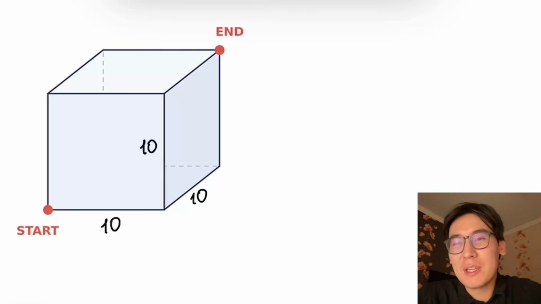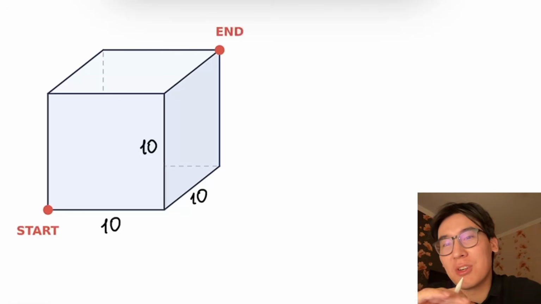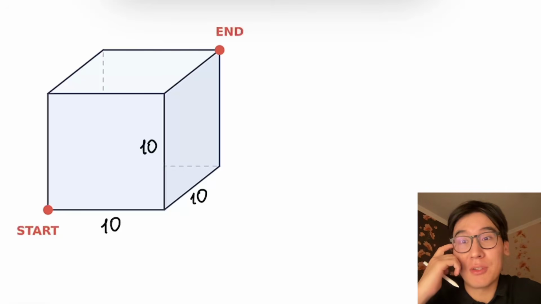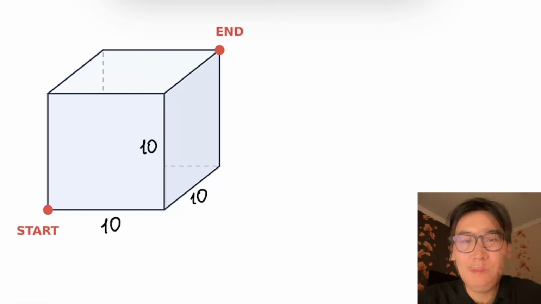We have a cube with a side length of 10 and we need to find the absolute shortest path from the start point at the bottom front corner to the end point at the top back corner, moving strictly along the surface of this cube. Pause and try to solve it yourself and then we can solve it together.